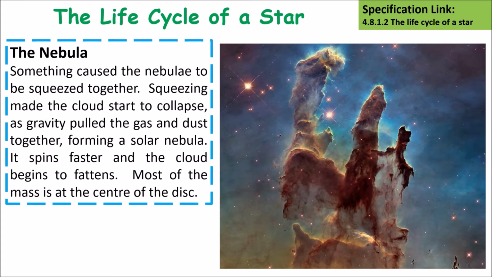If we're looking at how a star starts, we start off with a nebula. Something causes the nebula to be squeezed together. Squeezing made the clouds start to collapse as gravity pulled the dust and the gas together, forming a solar nebula. It began to spin faster, and most of the cloud begins to flatten, and you end up with a mass in the center of the disk.